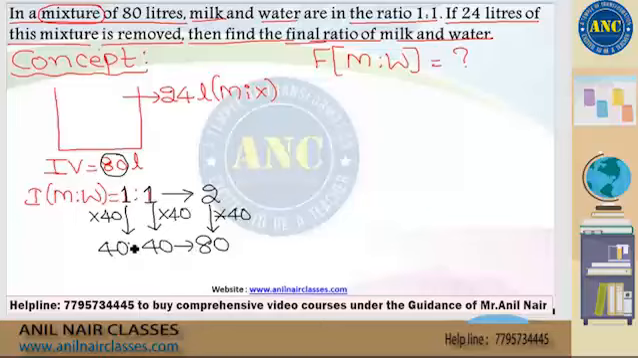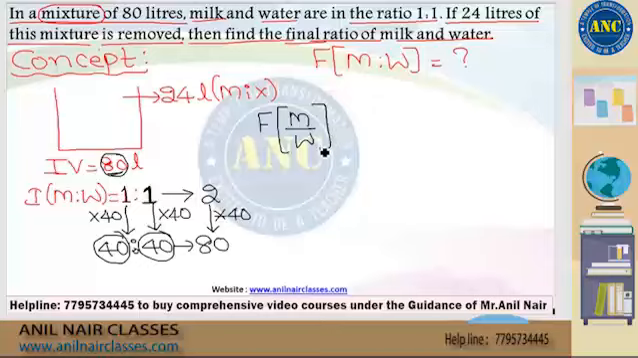Or in simple language, total mixture is 80 liters. Milk and water are in the ratio 1:1. 1:1 means equal ratio. 80 liters total should be divided equally among milk and water. So milk initially is 40, water initially is also 40. Now they are asking you the final ratio of milk and water. How can I find it? Very easily you can find. The initial ratio is nothing but 40 divided by 40.